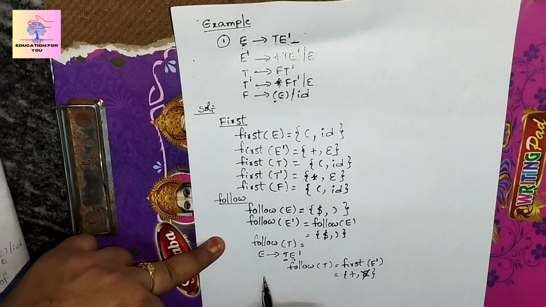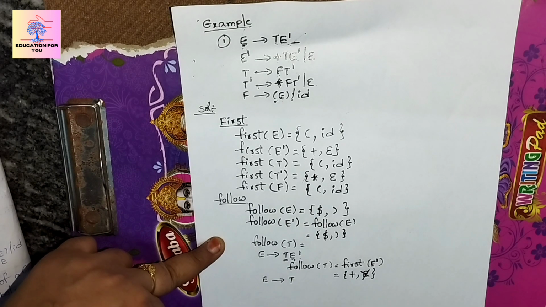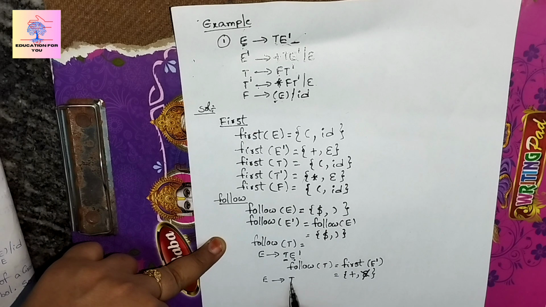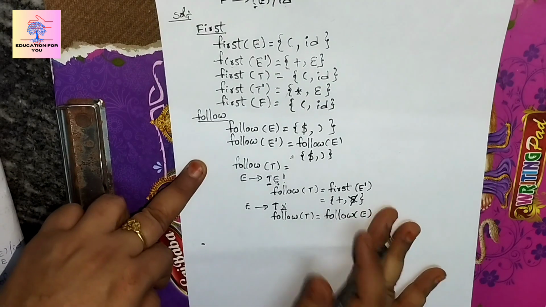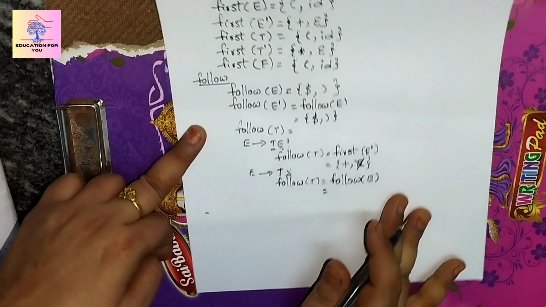Okay, what will it become? E dash becomes epsilon only if you substitute the epsilon here. So at that time follow of T can become as what? Follow of E, because after the T nothing is there. At that time follow of T can become as follow of E. Okay, so what is the follow of E here?